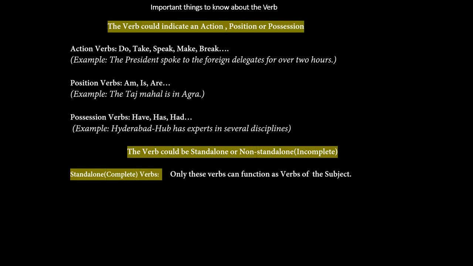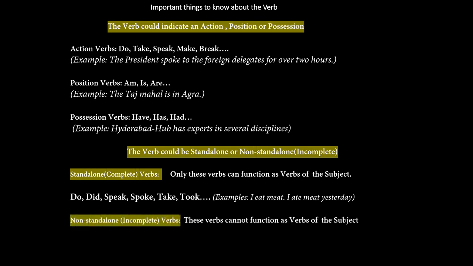Standalone or complete verbs. Only these verbs can function as verbs of the subject. Do, did, speak, spoke, take, took, etc. are examples of standalone or complete verbs. I eat meat. I ate meat yesterday. All these are complete statements or complete sentences.